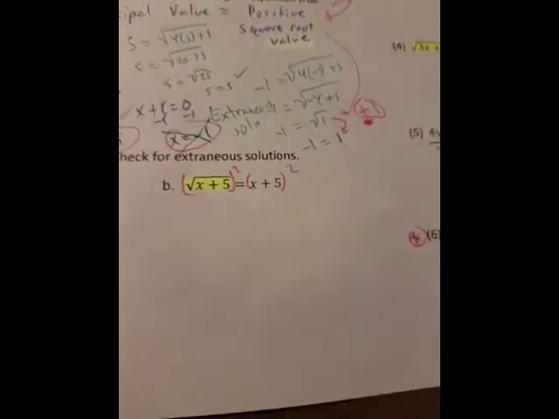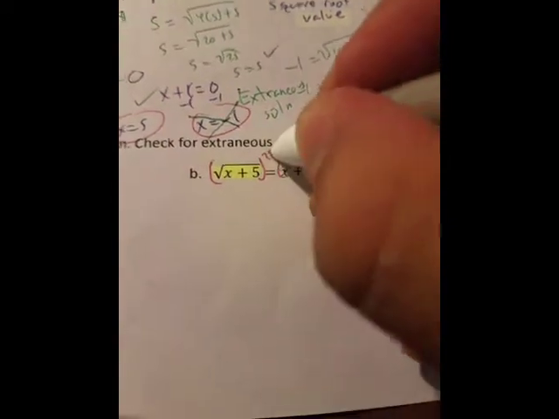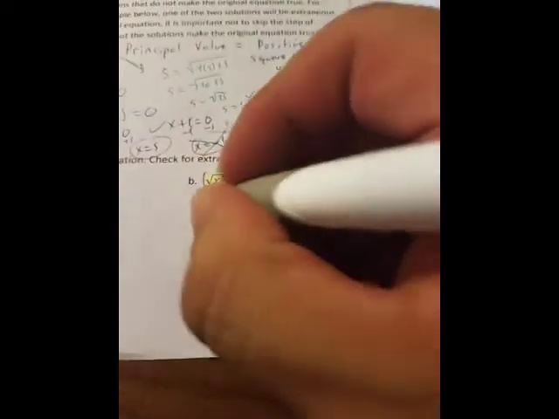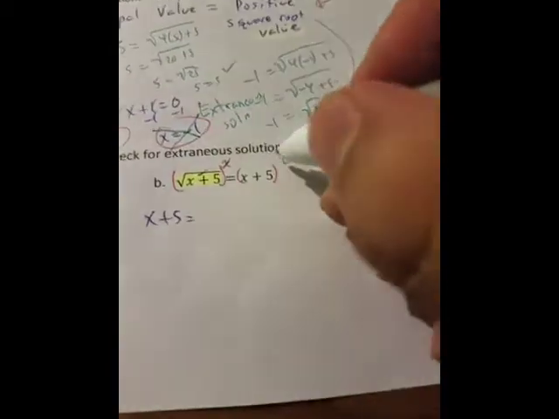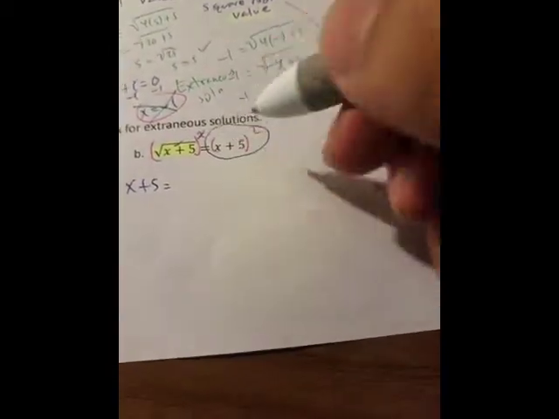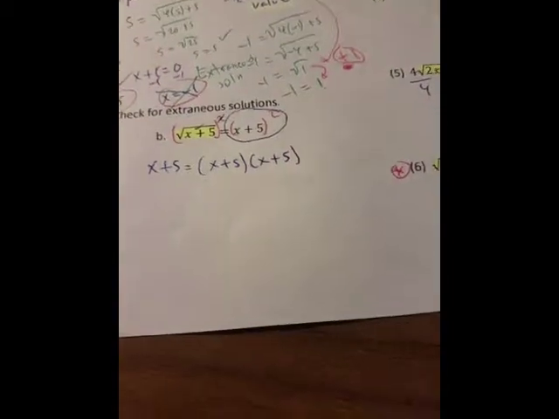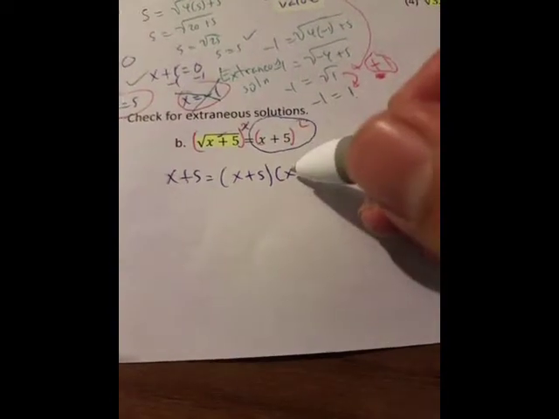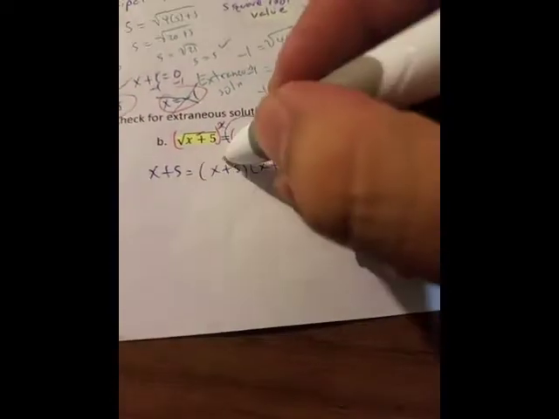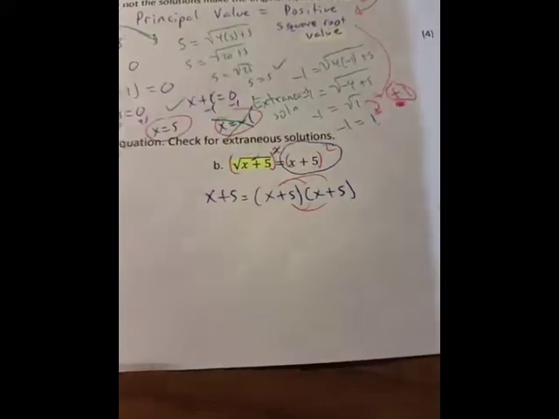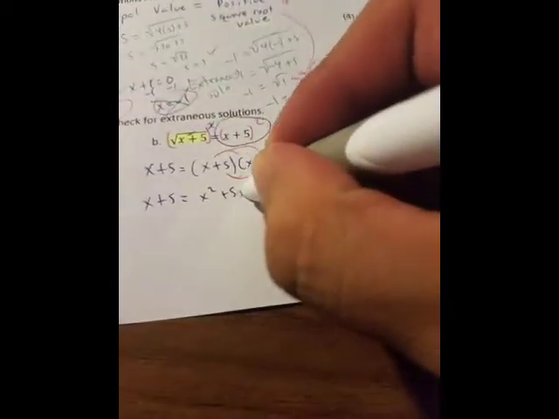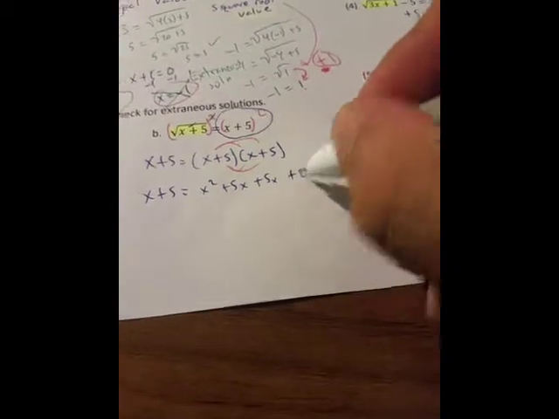Now let's do this last one here. This one's a bit lengthy. So this square cancels the radical. You get x plus 5 equals, now you have to know what this means, people. Please, by now, you should know that you do this. You have to know that, okay? There's no way around that. This means this, and that means double distribution. Okay, continue. x plus 5 equals x squared plus 5x plus 5x plus 25.